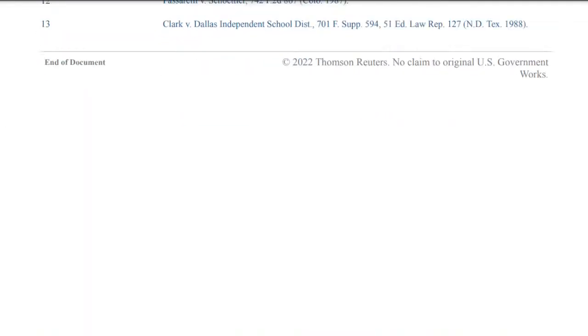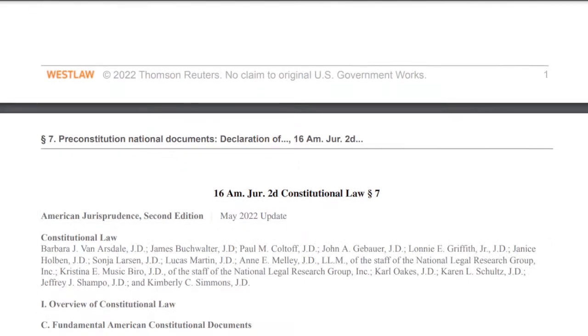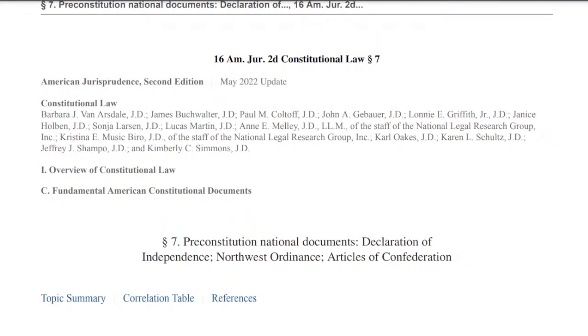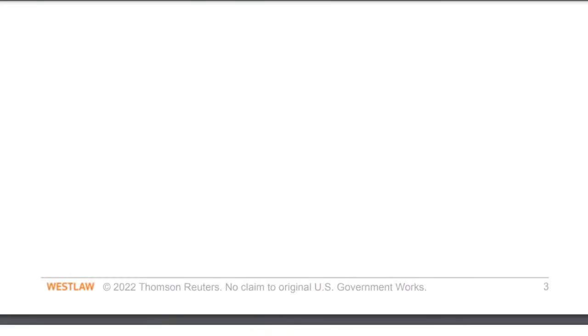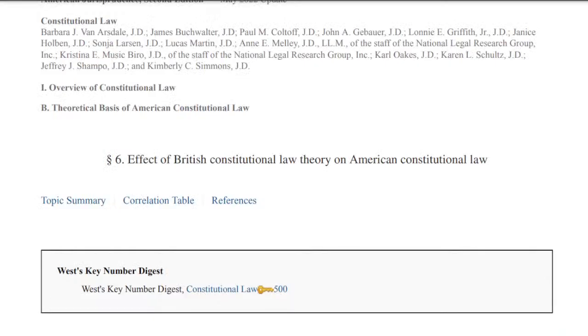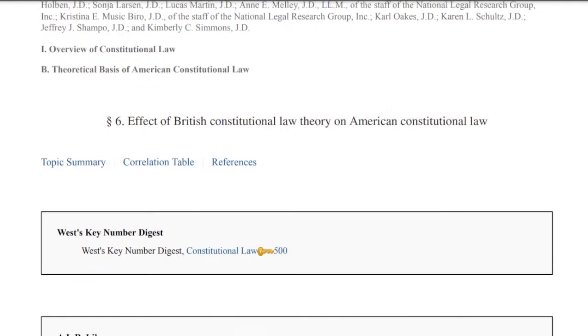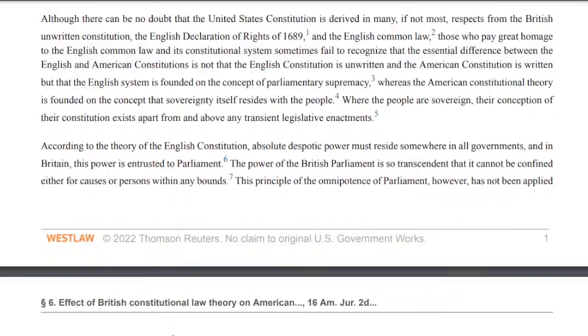And I'm just getting to where we left off. I don't want to leave anything out here. Yeah, I think this is about where we were leaving off, if I'm not mistaken. Let me just double check. Yes, so we had the effect of the British constitutional law theory on American constitutional law was where we left off.